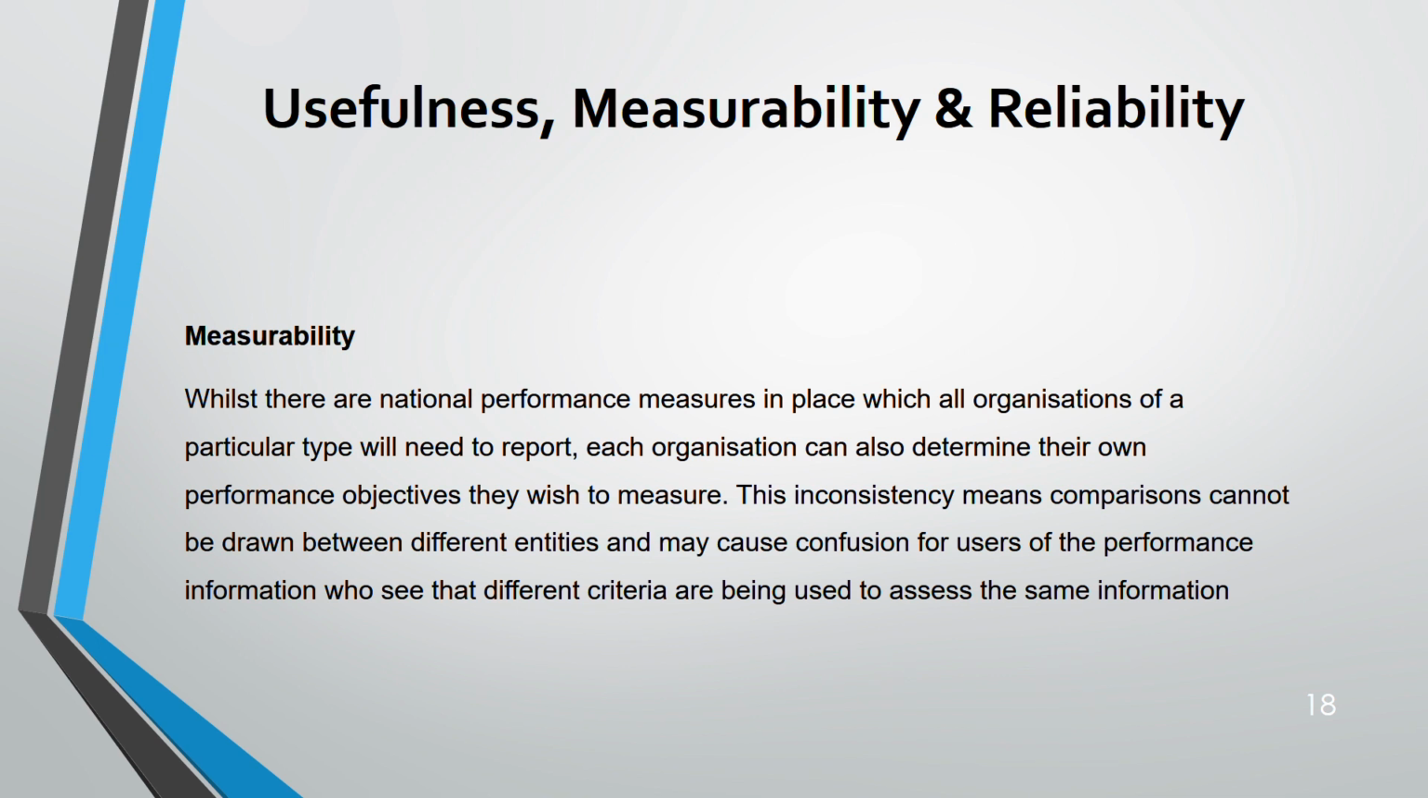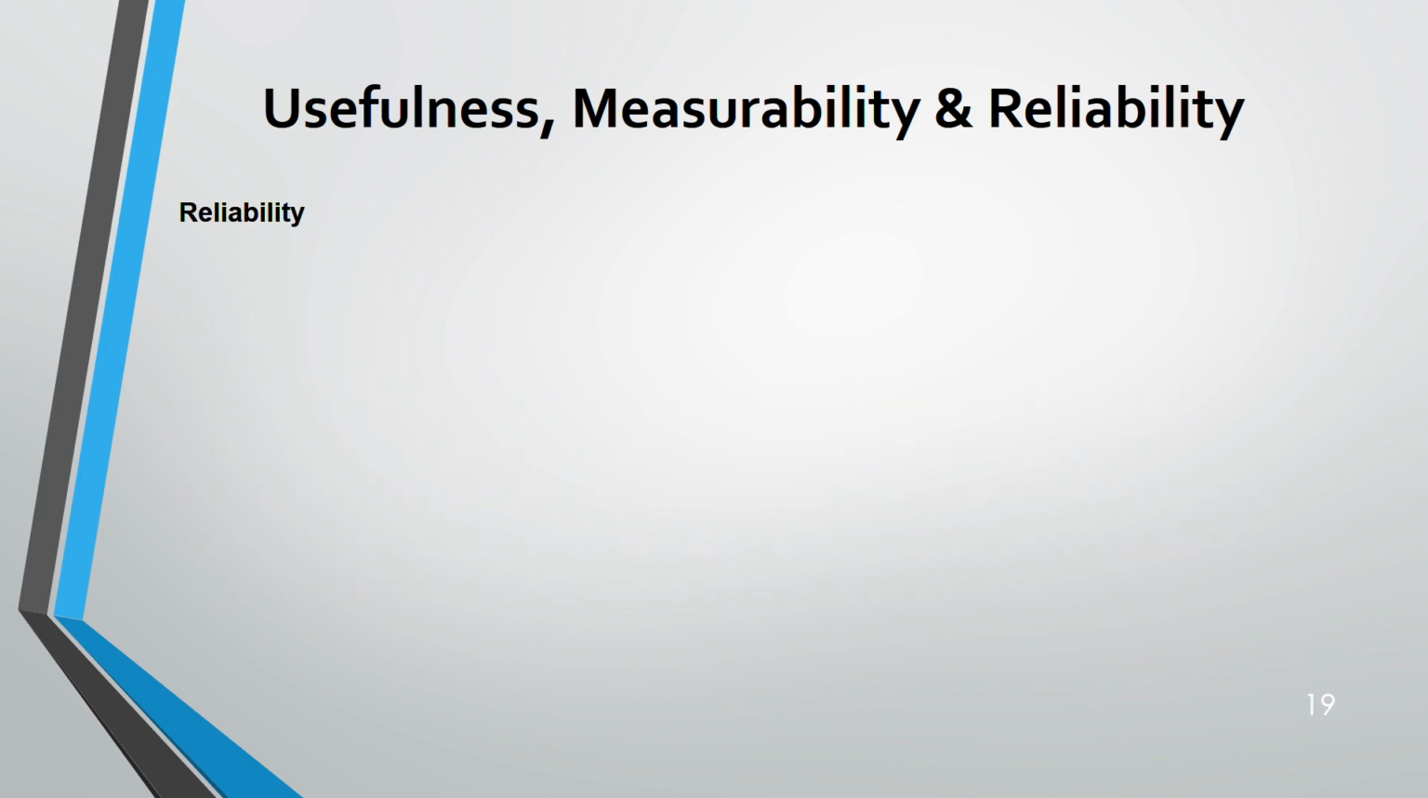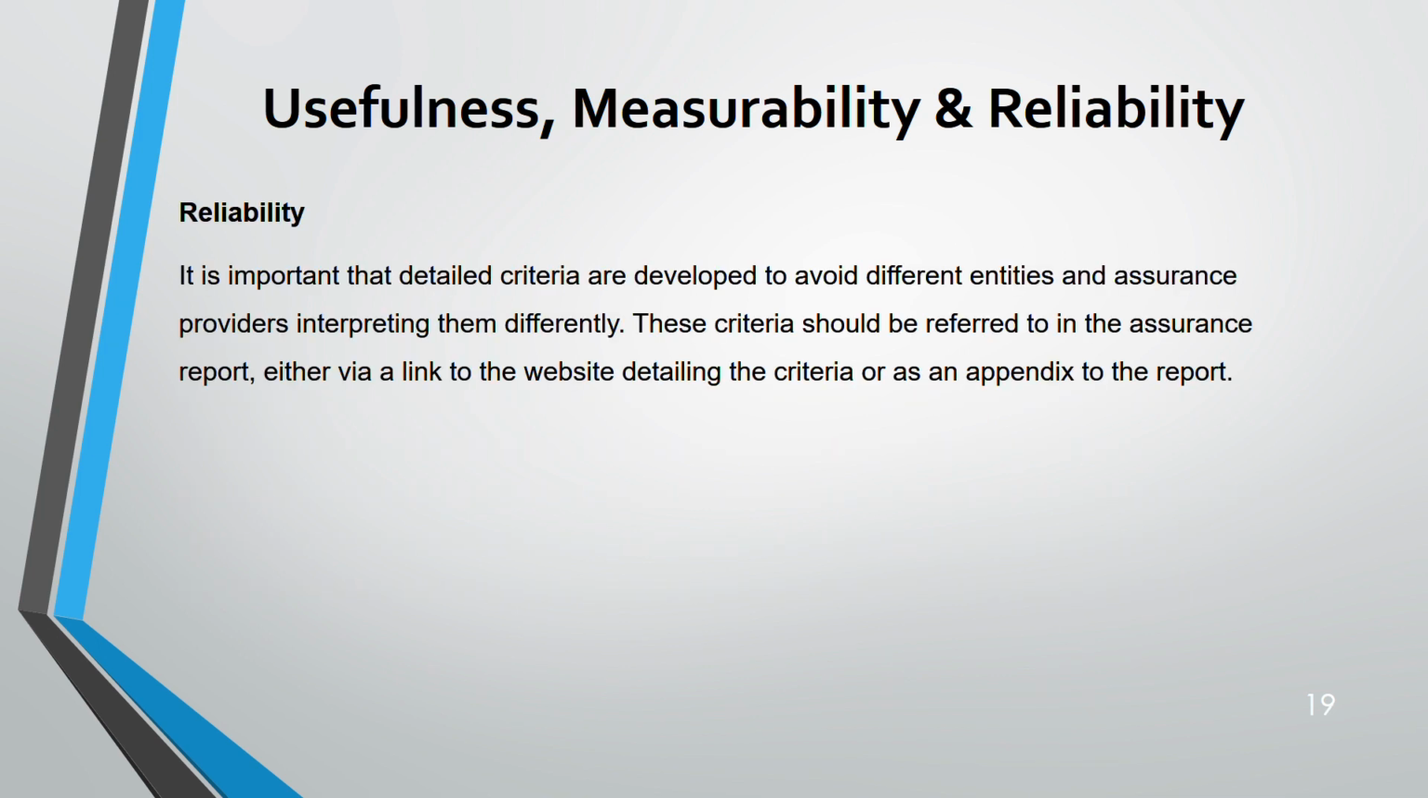Next is reliability. How reliable is the performance information? It is better to give detailed criteria so that you can avoid different entities interpreting it differently. You can give these criteria in the assurance report itself, or you can give a link to the website which gives the detail of the criteria, or put it in an appendix to the report.